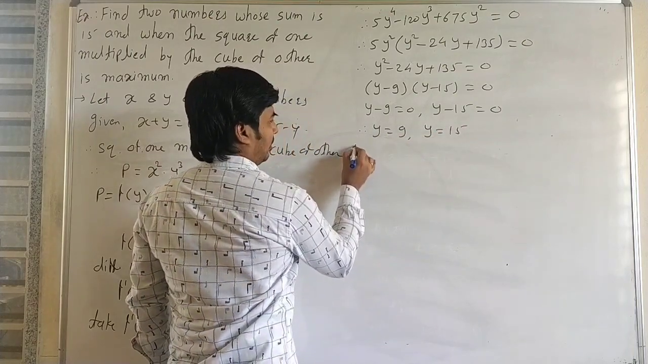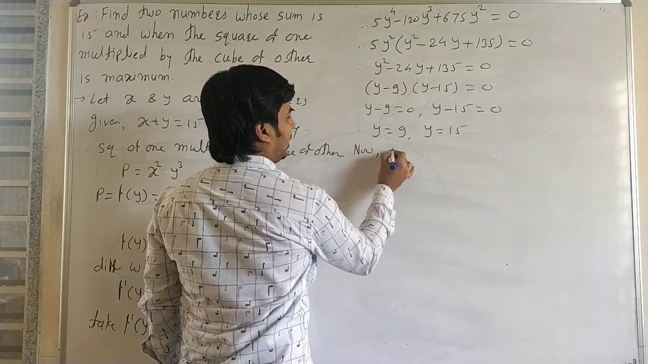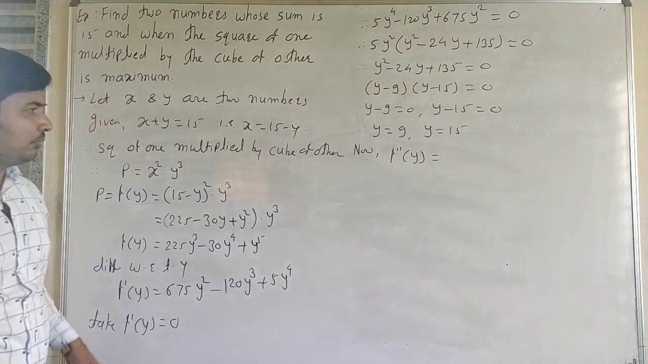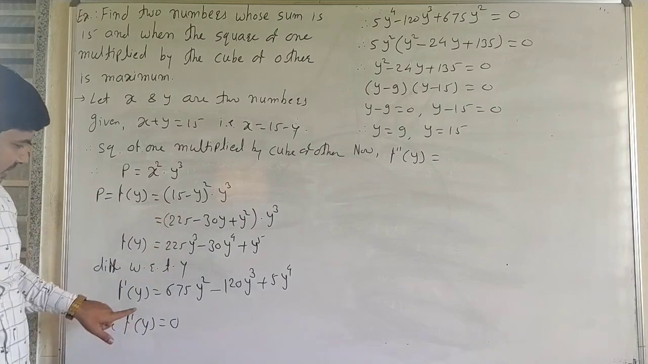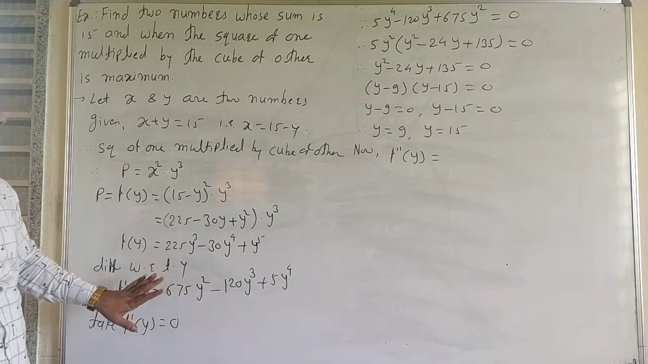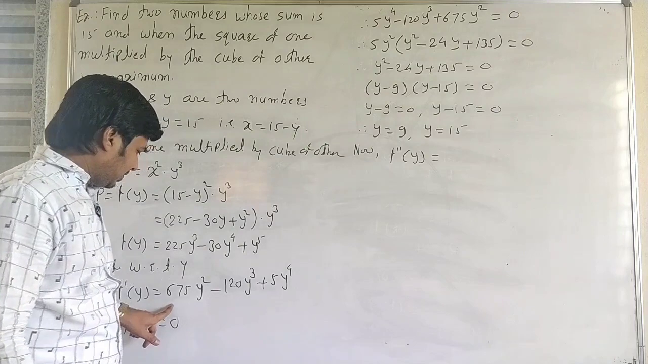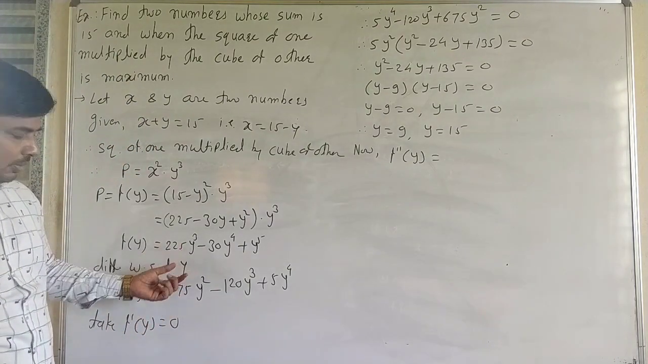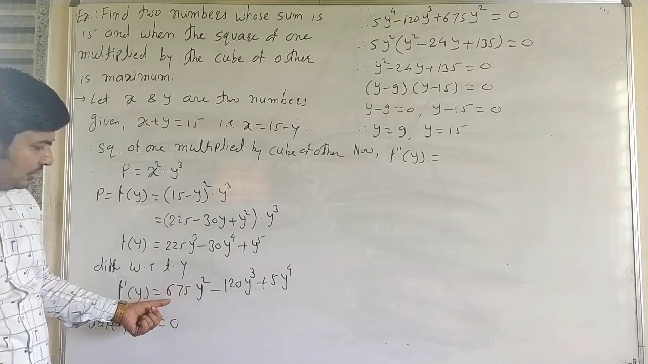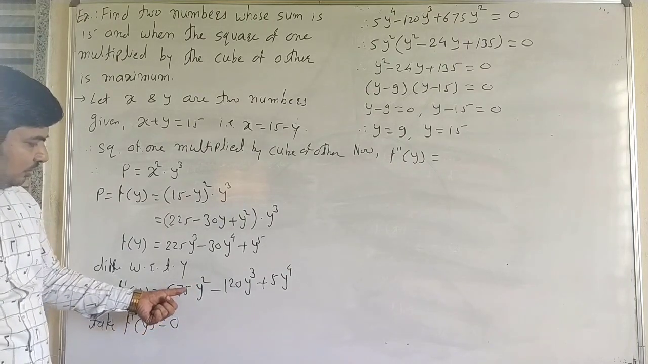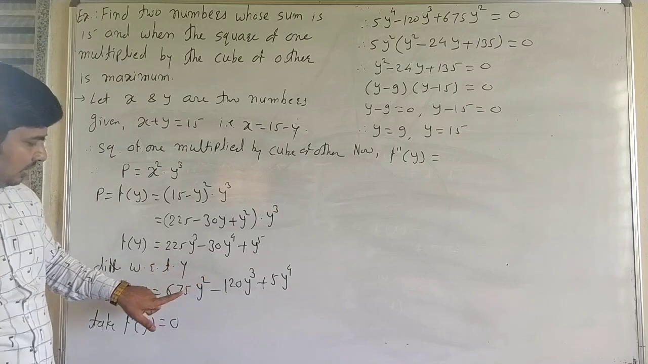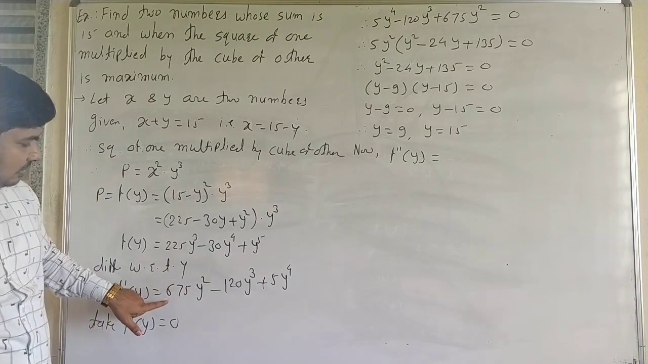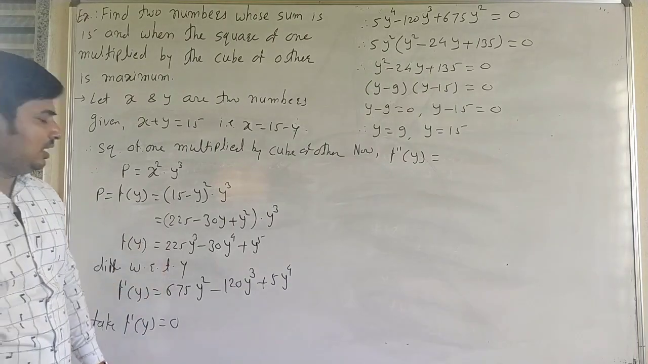Now, find f double dash of y. Find f double dash of y. Then f dash, it is f dash. Then find f double dash of y. It is 675. It is 2 into 675. Now what is this? 2 into 675, it is 1350.